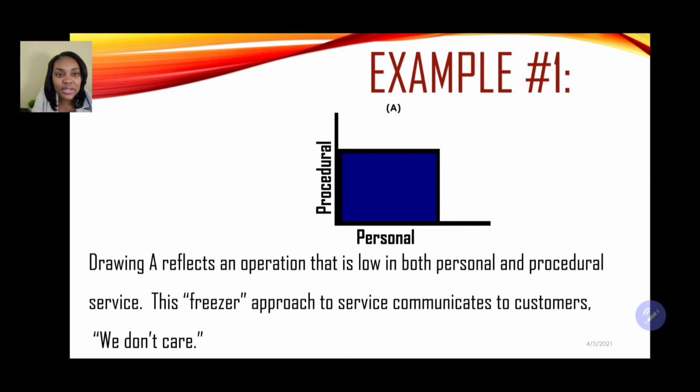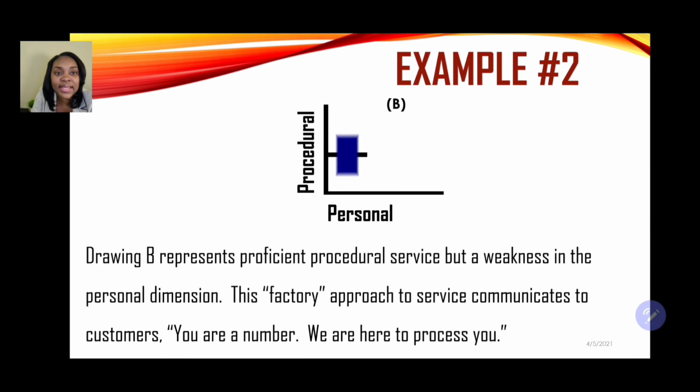Now, let us look at some practical examples. Example number one, as you can see, we have procedural service on one side and personal service on the other. Drawing A reflects an operation that is low in both personal and procedural service. Now, this freezer approach to service communicates to customers that we don't care, right? There are no established procedures and no form of personal skills when they're interacting with guests.